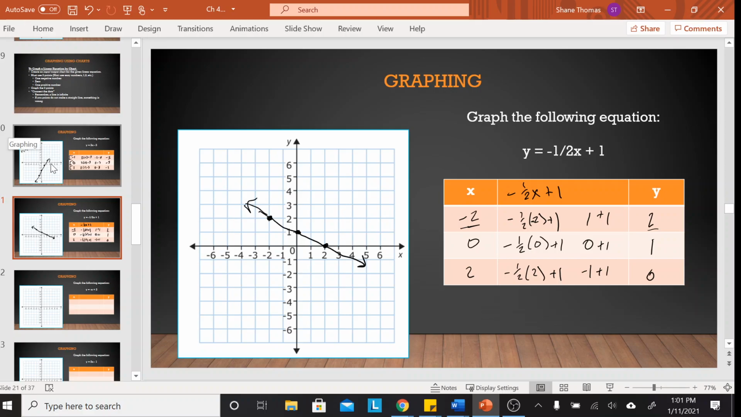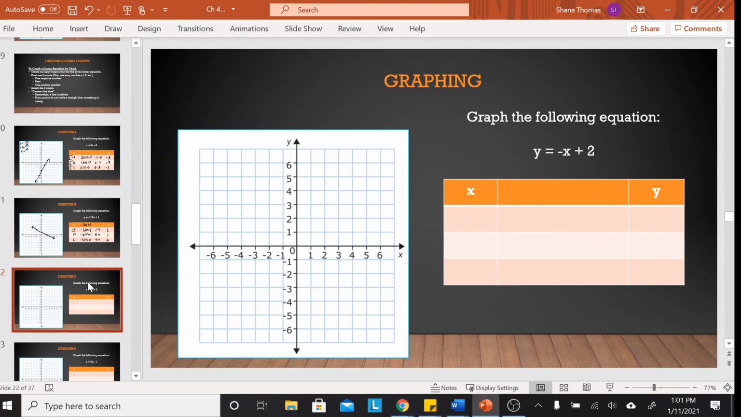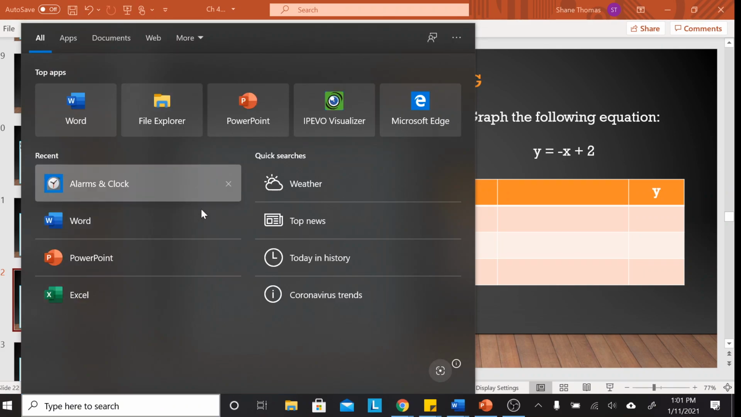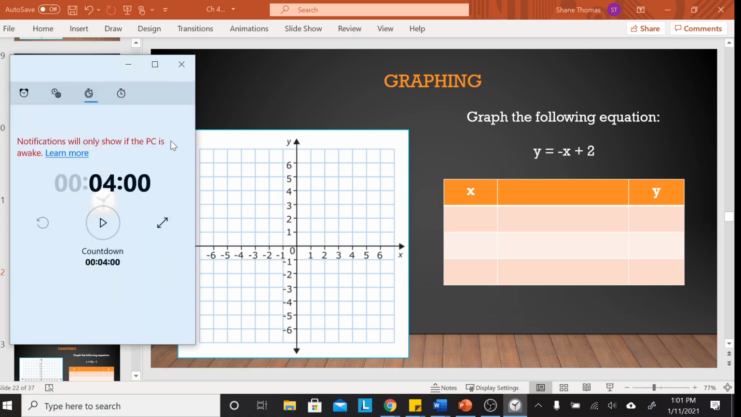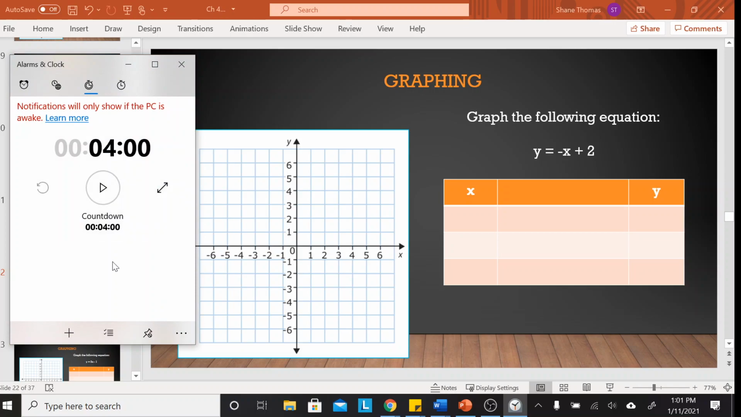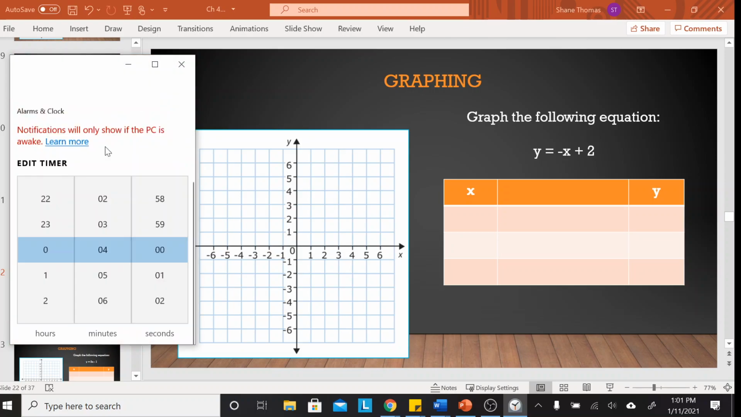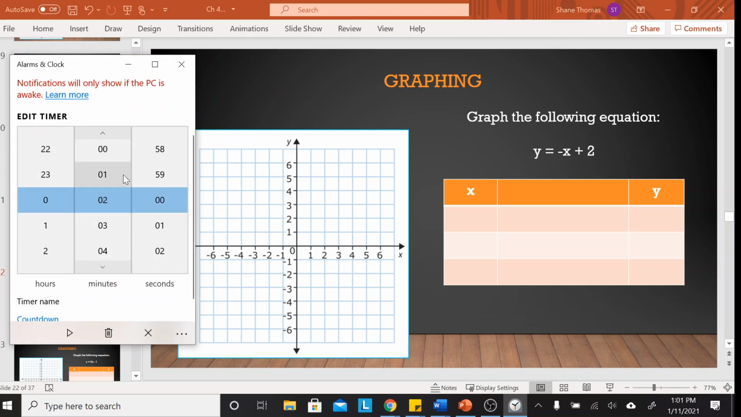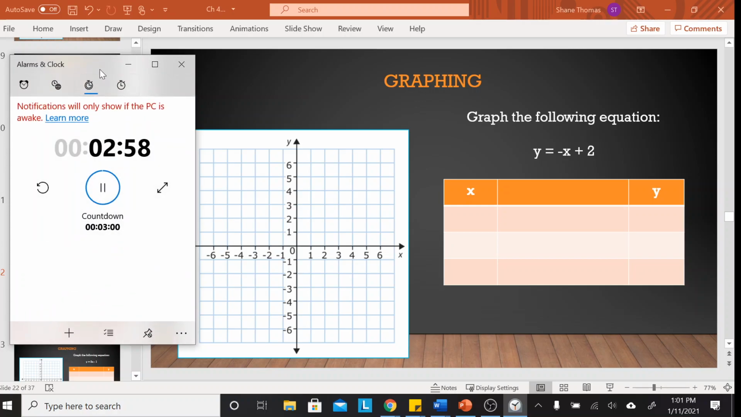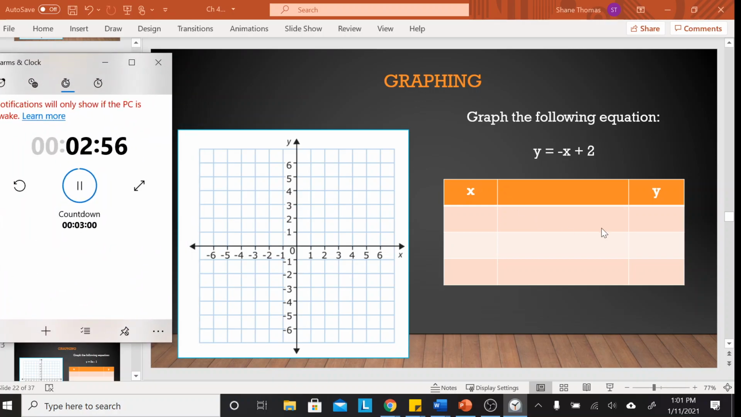All right. So I'll give you a nice, easy one. Let's do this one. You don't need a full 4 minutes. Let's go 2 minutes. I'll make it 3. All right. So I'm going to give you 3 minutes. I want you guys to fill out this input-output chart and graph your line.